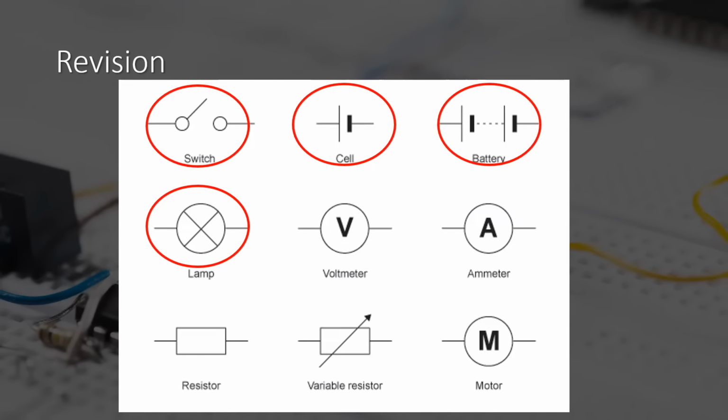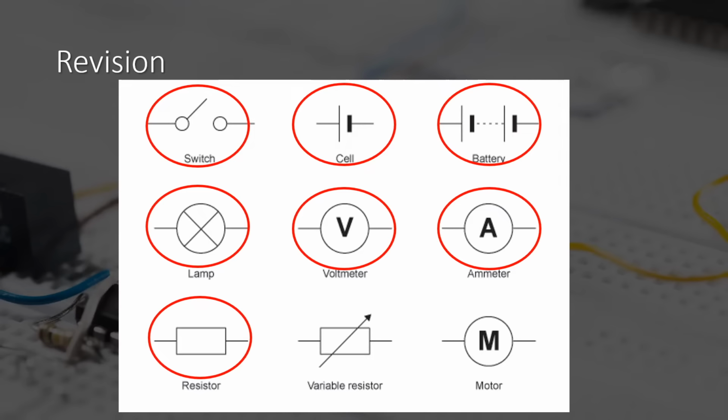A light bulb is represented with a circle and a cross through it, which is our light source in our circuits. A voltmeter, which will measure the voltage of a circuit. Then we have an ammeter, which measures the current flowing through a circuit. A resistor, which controls the amount of current flowing through a circuit. And then we have a rheostat, which is a variable resistor. Lastly, we have a motor, which we can also include in a circuit.